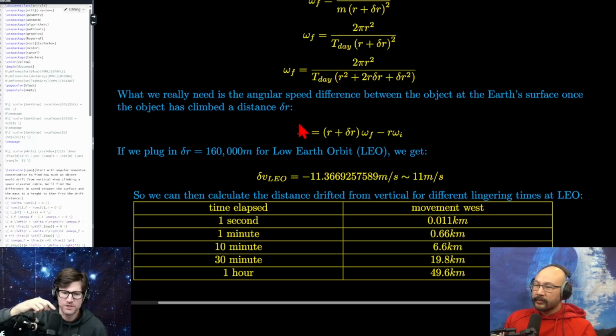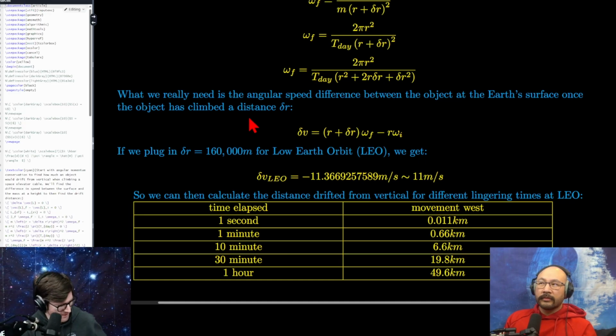I think as you're climbing, you need to accumulate. You're going to accumulate in some continuous way, drift westward. But that's not what I'm going to do. I'm going to say we climb quickly, and then we sit at a particular altitude. And if we sit at that altitude, how much drift do we have over time at that altitude?